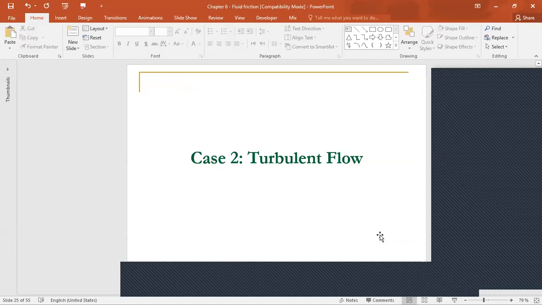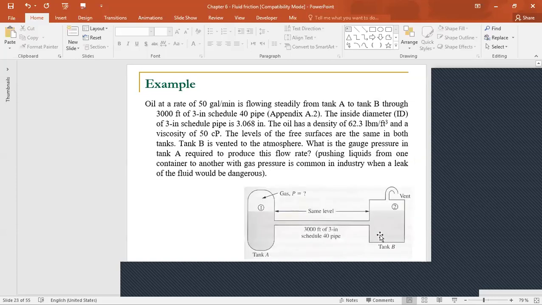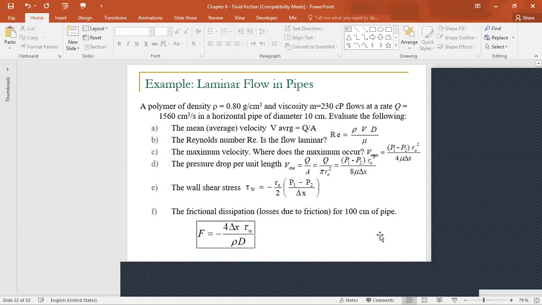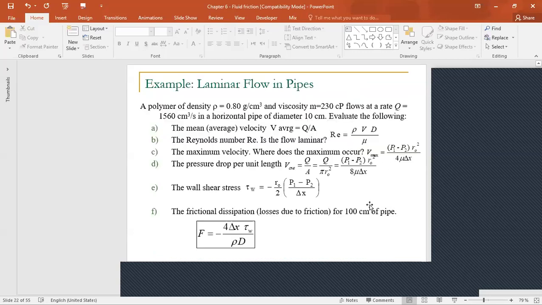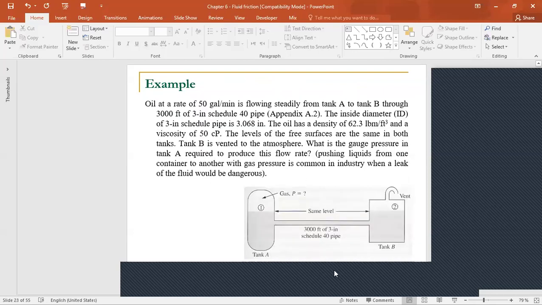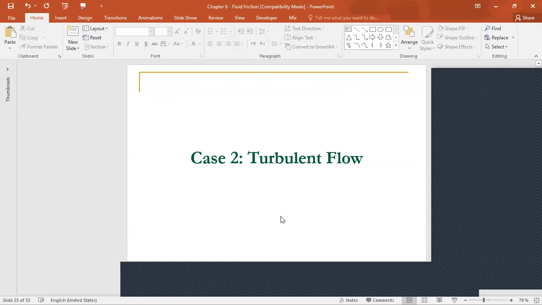Okay, if you don't have any questions, we're now done with the laminar flow, which is normally the simple part of the fluid friction. As we said, in laminar flow, we can use this equation. This is the most important equation here, which can be used to estimate the frictional pressure drop or the friction for laminar flow in pipes, of course. So this is the most important again. We'll solve this problem based on this.